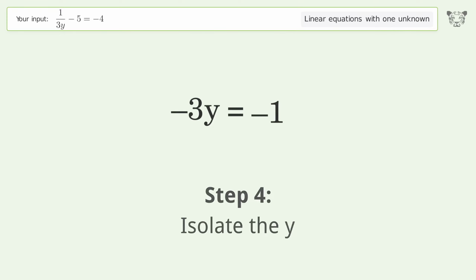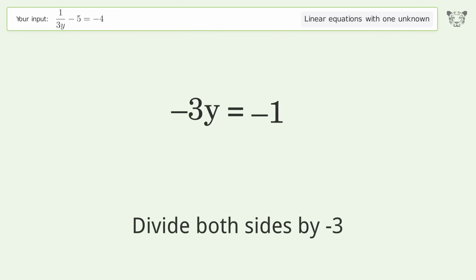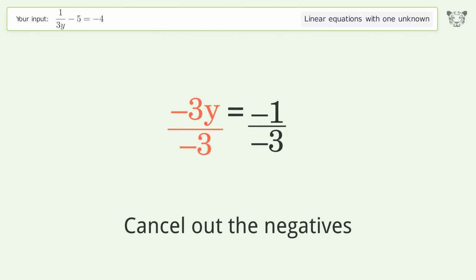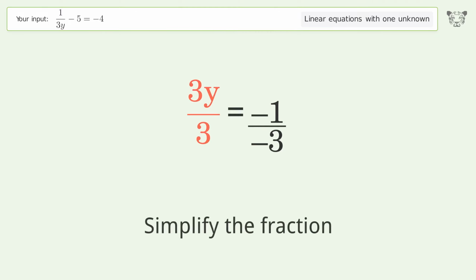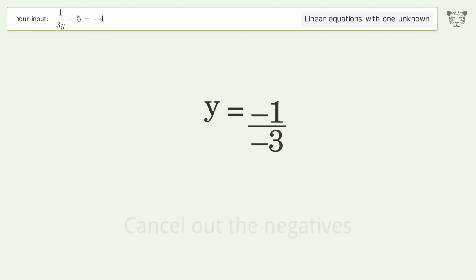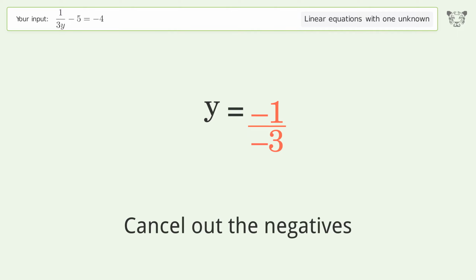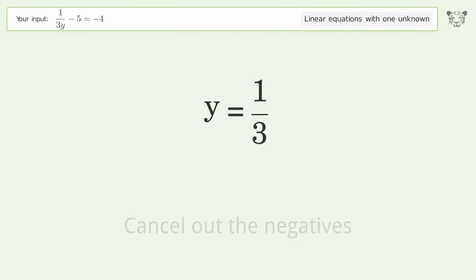Isolate the y. Divide both sides by -3. Cancel out the negatives. Simplify the fraction. Cancel out the negatives. And so the final result is y equals 1 over 3.